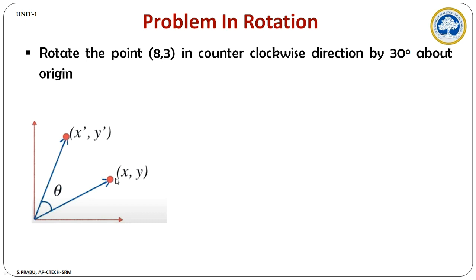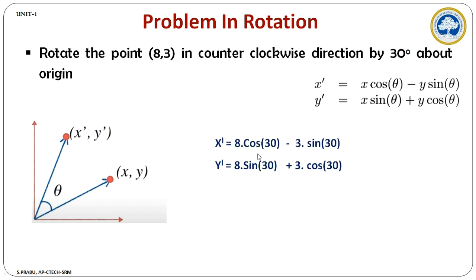That can be rotated in the counterclockwise direction like this. So the new coordinate values may be x dash and y dash. The rotation angle is 30 degrees, and the new coordinate values can be calculated by this formula. So I apply these values into this formula, and I can get this form.